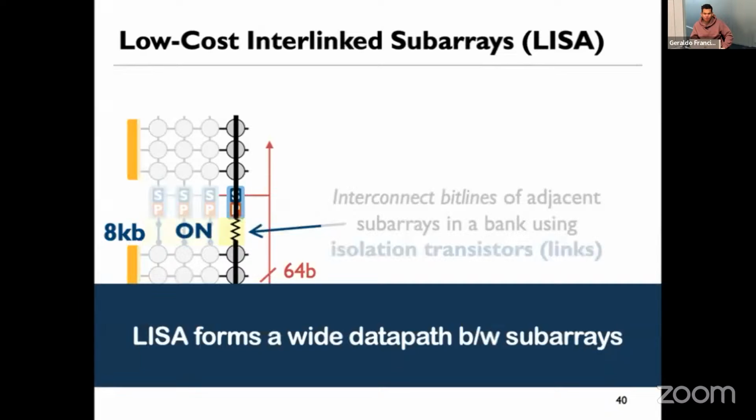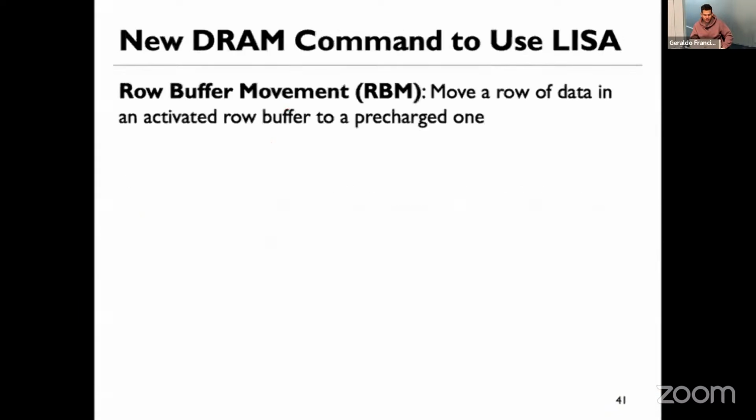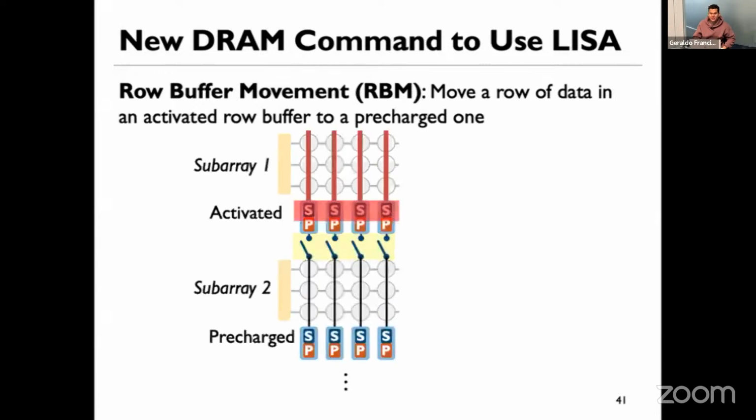And this wide path provides us high bandwidth and low latency for these DRAM row copy operations. So to enable LISA, we create a new DRAM instruction called row buffer movement, or RBM, which moves a row of data in an activated row buffer to a precharged one. So this is how it works.